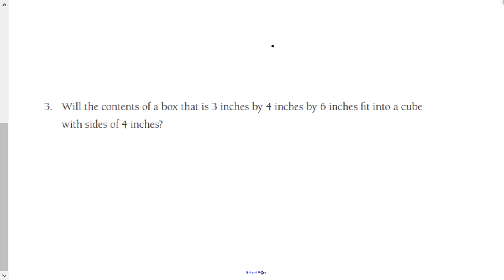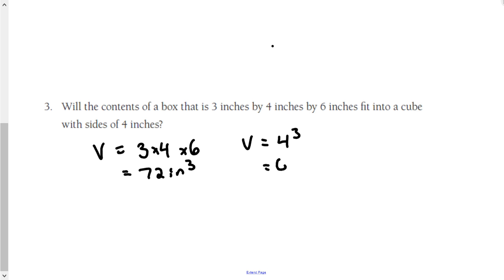Will the contents of a box that is 3 inches by 4 inches by 6 inches fit into a cube with sides of 4 inches? So the volume of the box is 3 by 4 by 4, so 12 times 4. Contents of, oh, that's by 6. Whoops. 72 inches cubed. Volume of the cube is 4 to the power of 3, which is 64, and it will not fit.